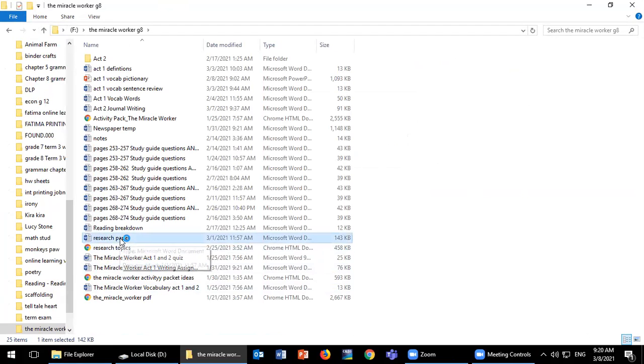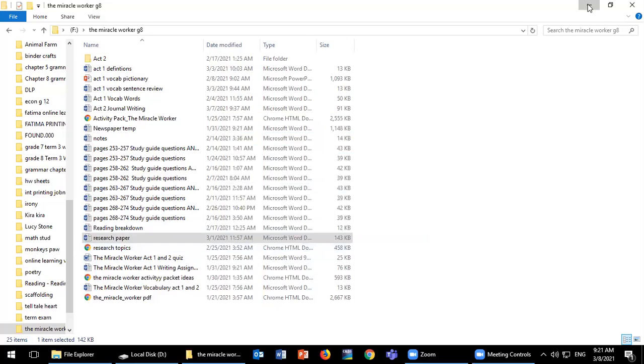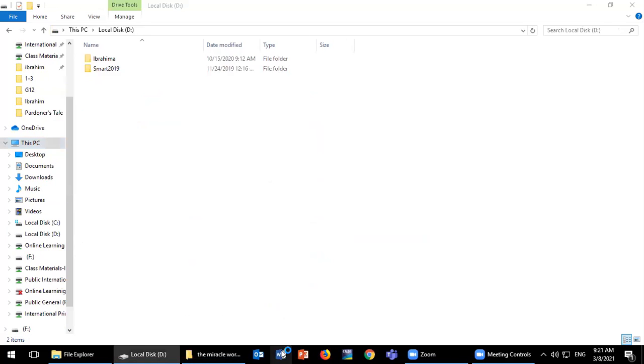All right, this is my research paper. Okay, and what I needed you guys to do is understand that we're going to do a research, and that requires that we find different sources. This is the graphic organizer that I wanted you guys to do. One second until it loads. Okay, here.